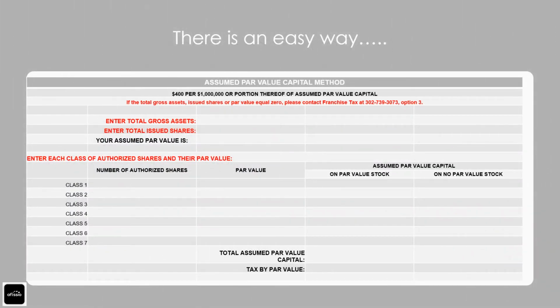The assumed par value capital method for calculating franchise tax takes your total gross assets at year end and your total issued and outstanding shares of stock to determine an assumed par value. That assumed par value is calculated with your actual par value to determine your total tax. Let's break this down with some actual numbers.